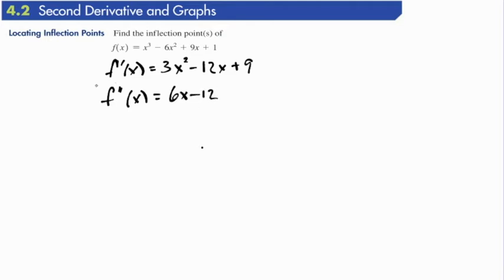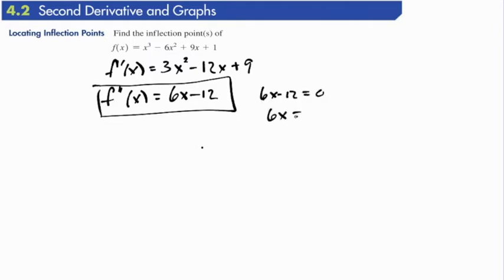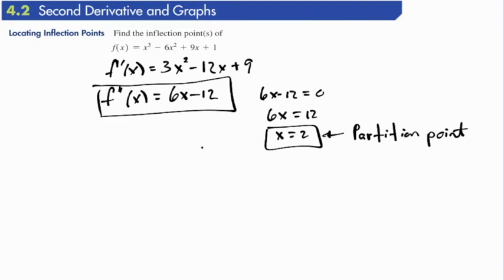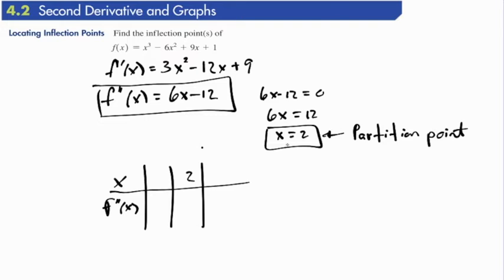And we want to set the second derivative equal to 0 and solve for x, and this is our partition. And we're going to create a sign chart around that. So we have x values, and then we have f double prime of x values. And I'm going to pick a number on the left of 2 and on the right of 2. This is our partition value, p.